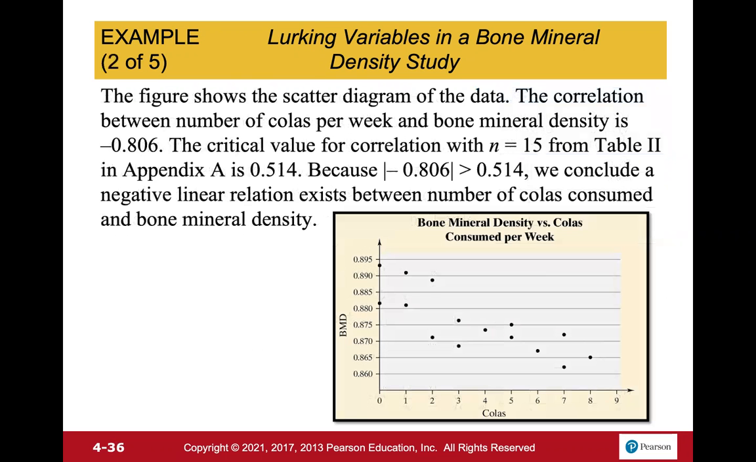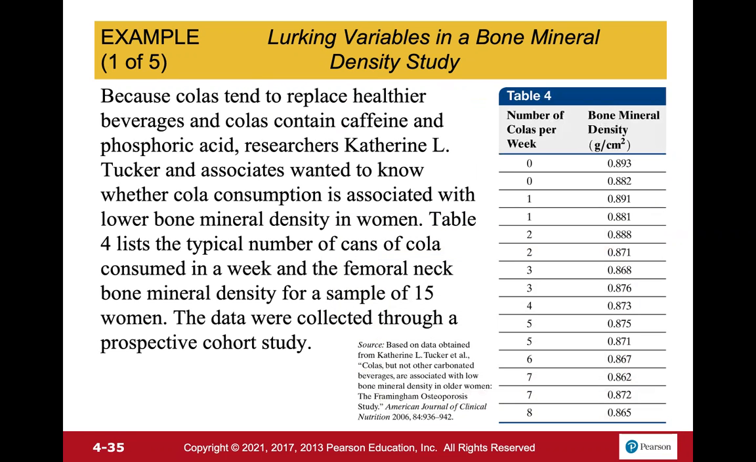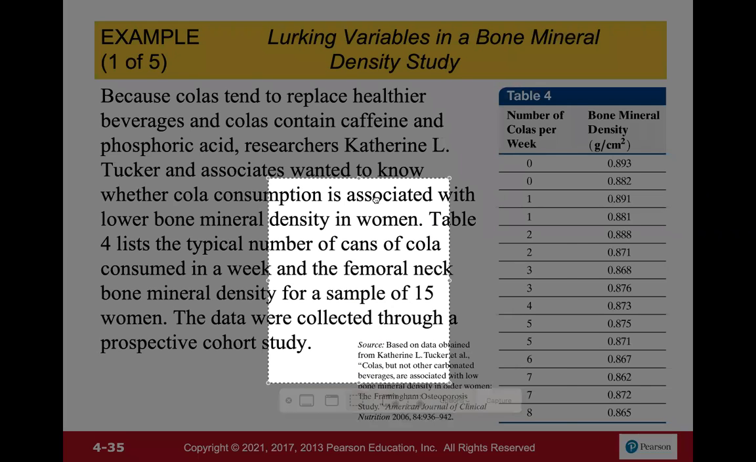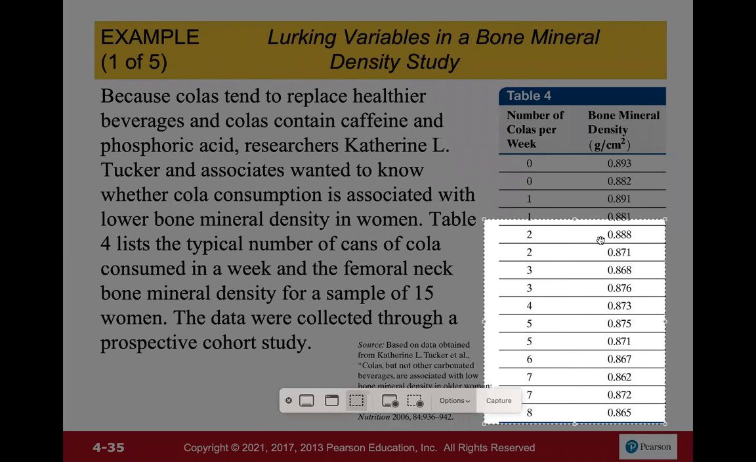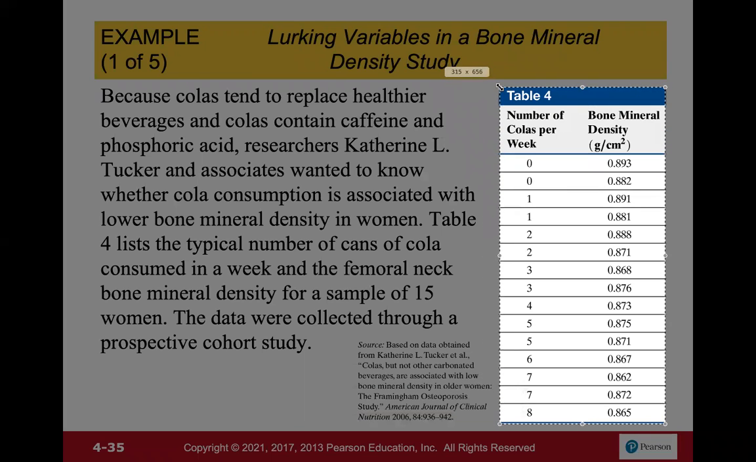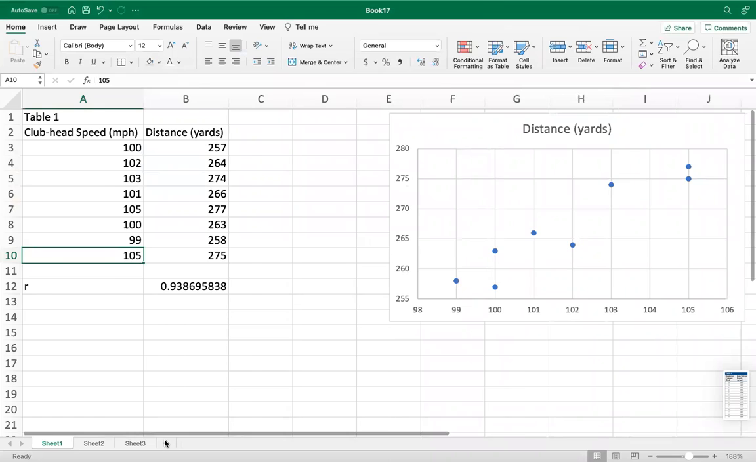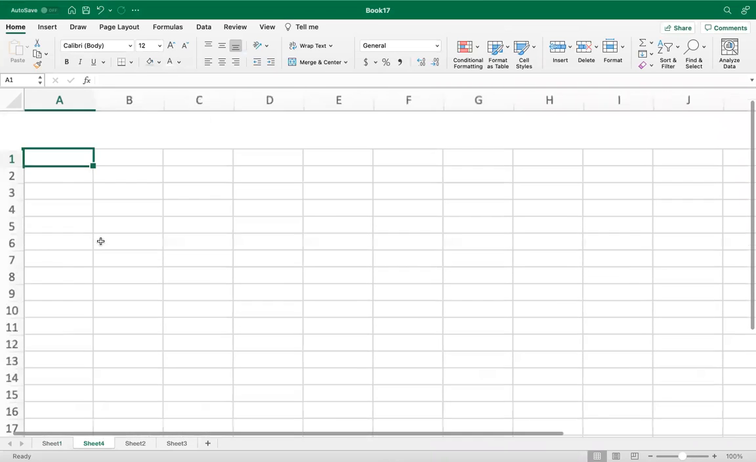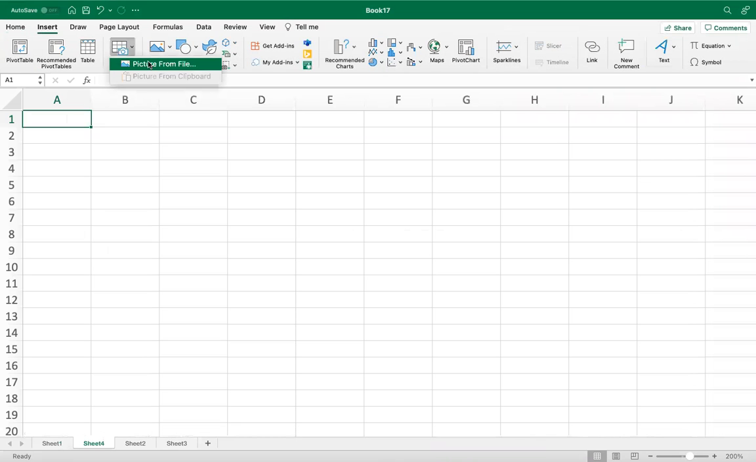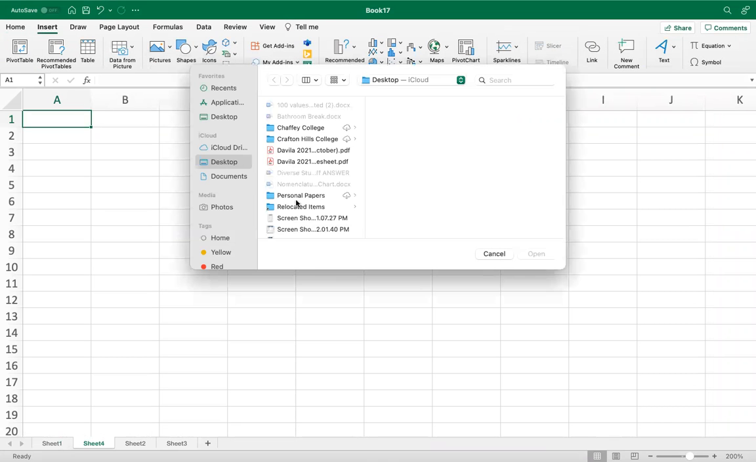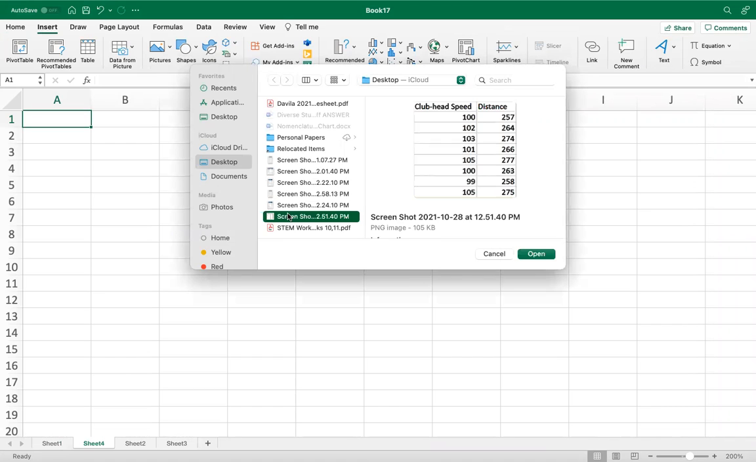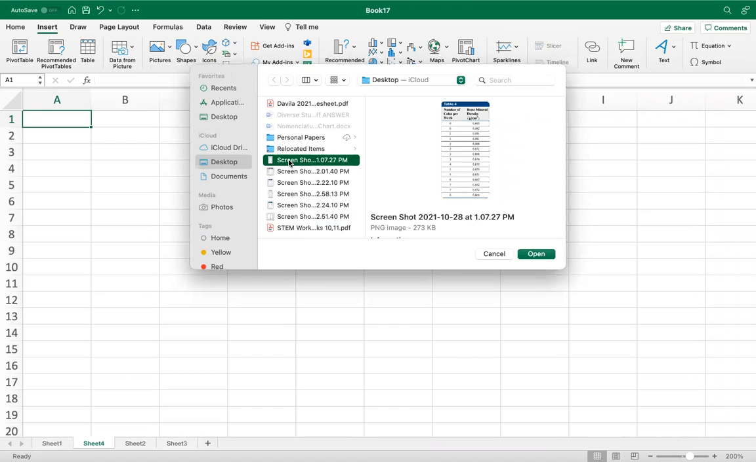All right, looking at this, so we graphed it. Oh, and since we're experts, let's just grab that data and graph it. All right, we could bring it over here. So insert data from table, picture from file, and it should be one of the latest ones that I took.